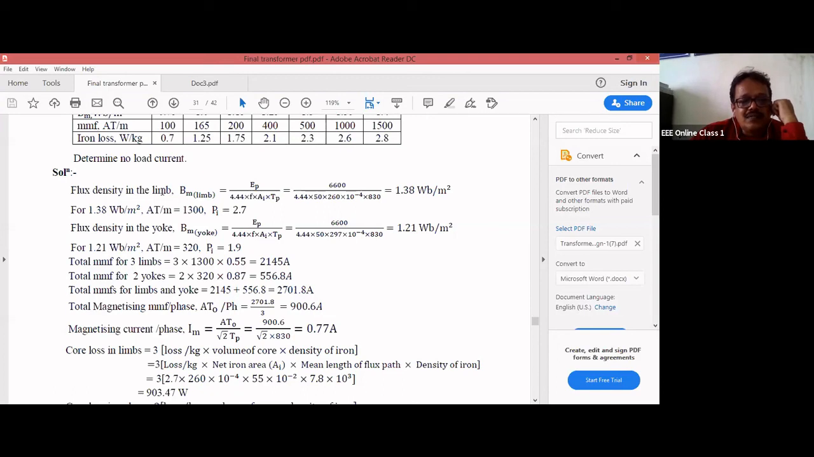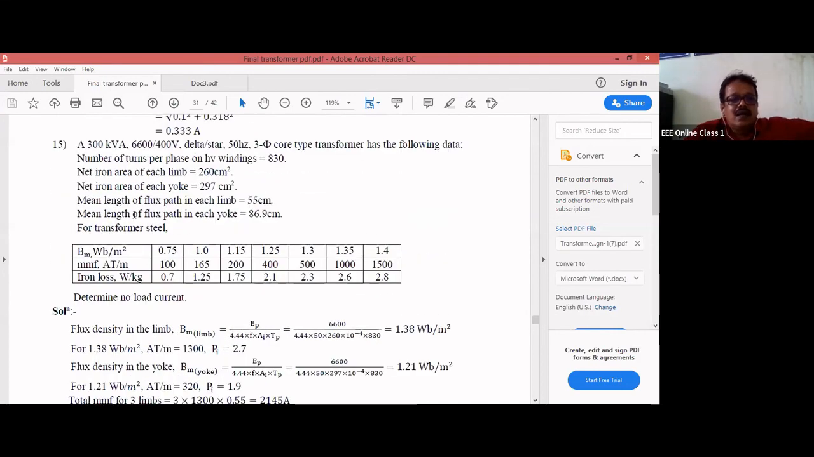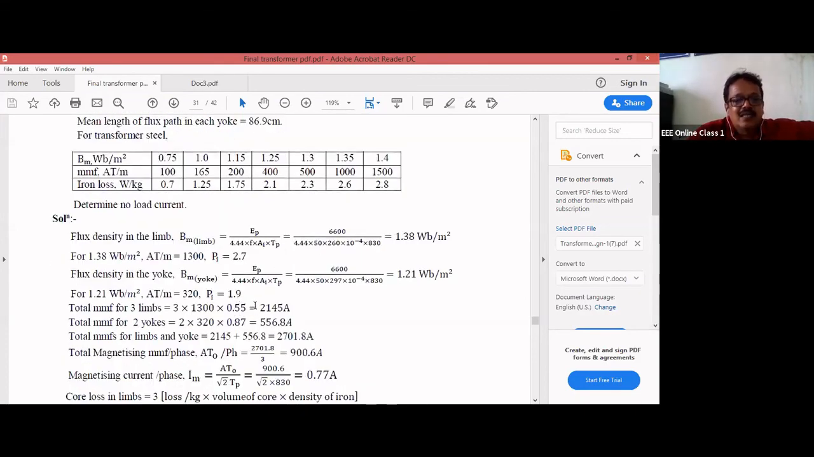For 3 phase, you have 3 limbs. What you calculated is for a single limb. Likewise, you calculate for 3 limbs: 3 into 1300, since for a single limb the MMF is 1300, into 0.55. This is the mean length of flux path, 55 centimeter, which I convert to meter here. What you got is 2145 ampere.